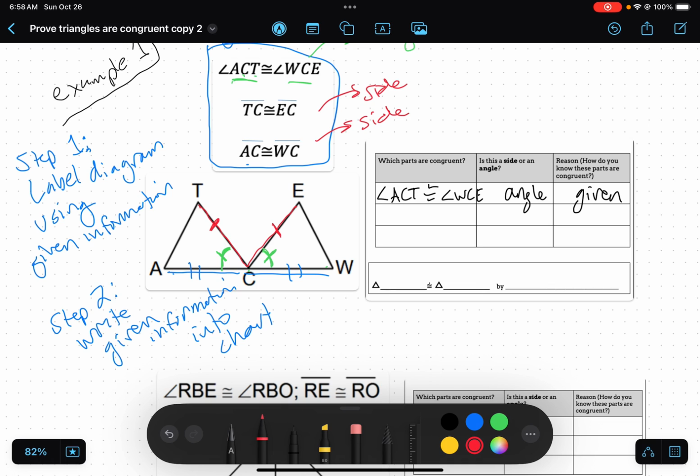So let's do the next one. TC is congruent to EC. That one's talking about a side, and they also just told me that information.